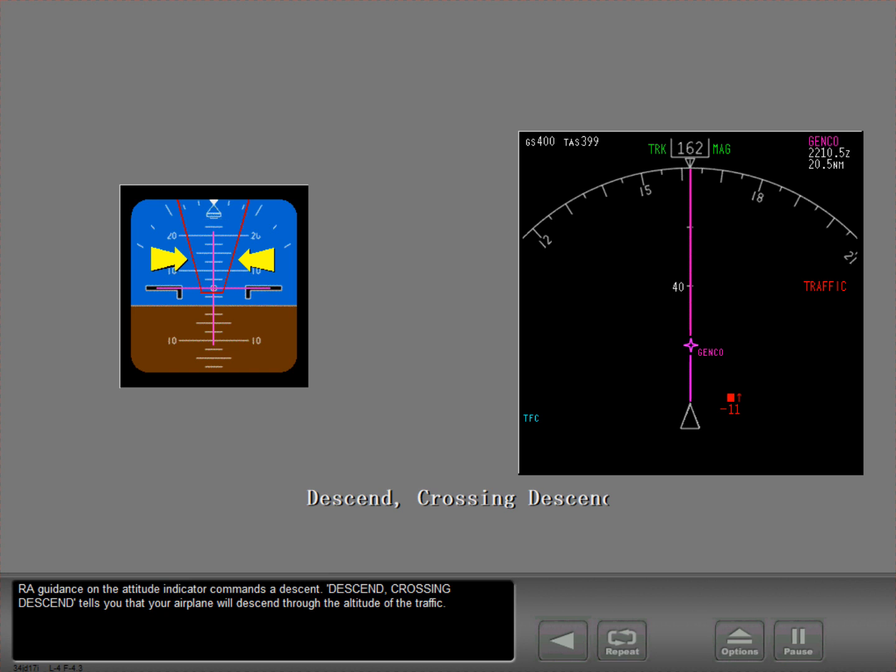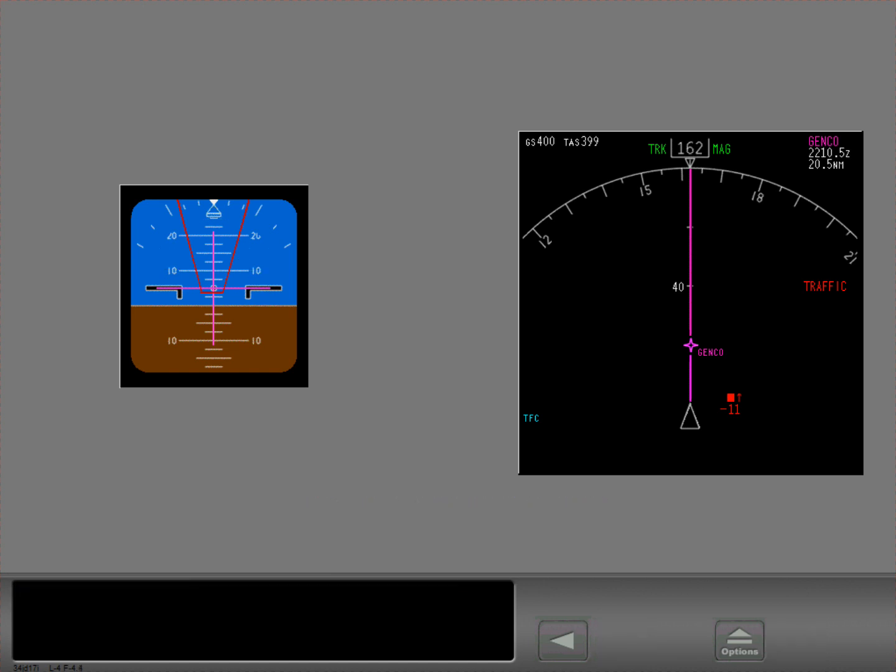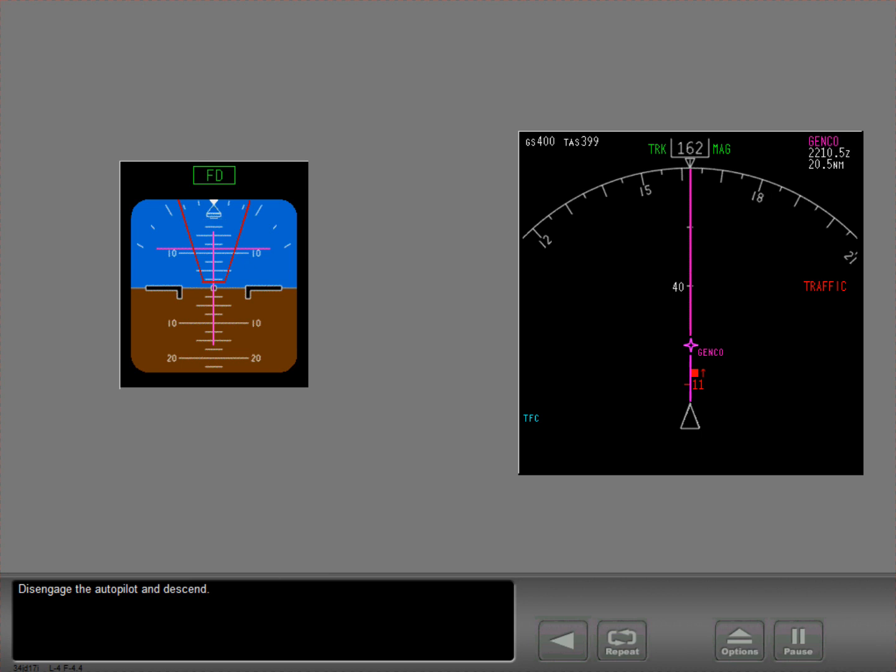RA guidance on the attitude indicator commands a descent. Descend, crossing, descend tells you that your airplane will descend through the altitude of the traffic. Disengage the autopilot and descend.